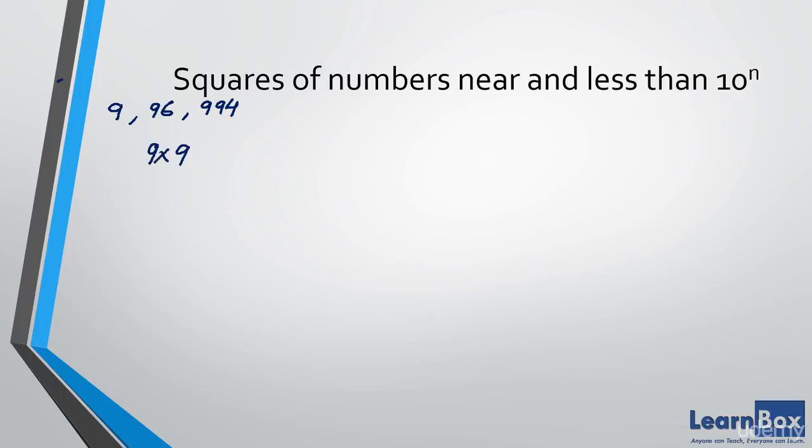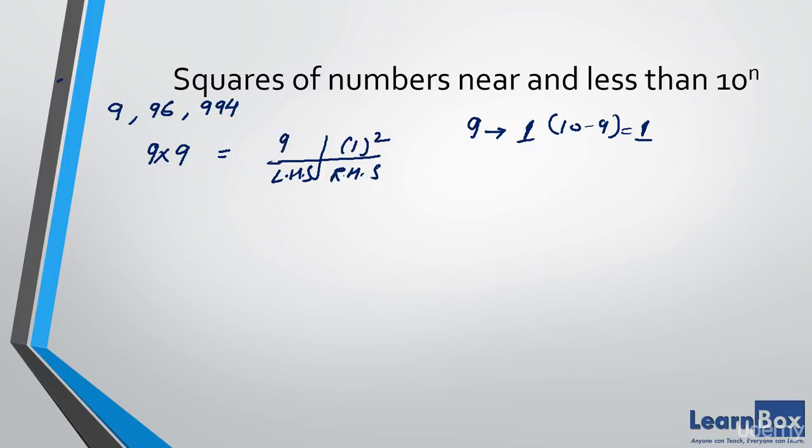So how this method works is, the answer again comes in two parts, RHS and the LHS. First we'll find out the deficit of number from the base. So 9 has a base 10, so the deficit is 1, since 10 minus 9 is equal to 1. So the RHS part would be the square of the deficit, so this becomes 1 square, and the LHS part will be the number minus the deficit. So our answer comes as 81.